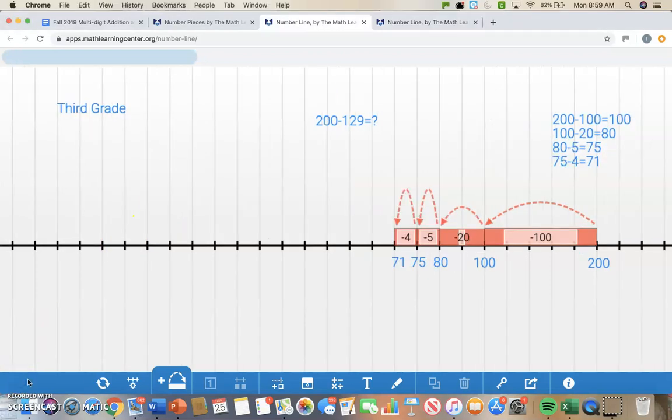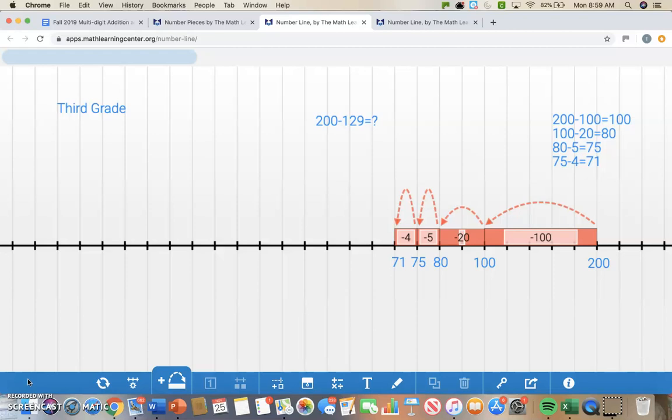Next, we're going to look at how a third grader would subtract 200 minus 129. For this example, the student used a number line to model the compensation strategy. The compensation strategy is when the student makes up for another number, or makes the number friendly, which is a good term to use for this.